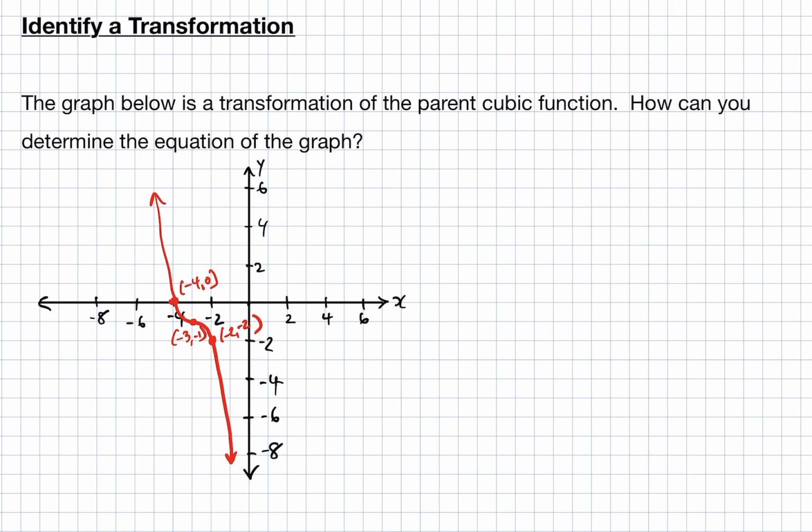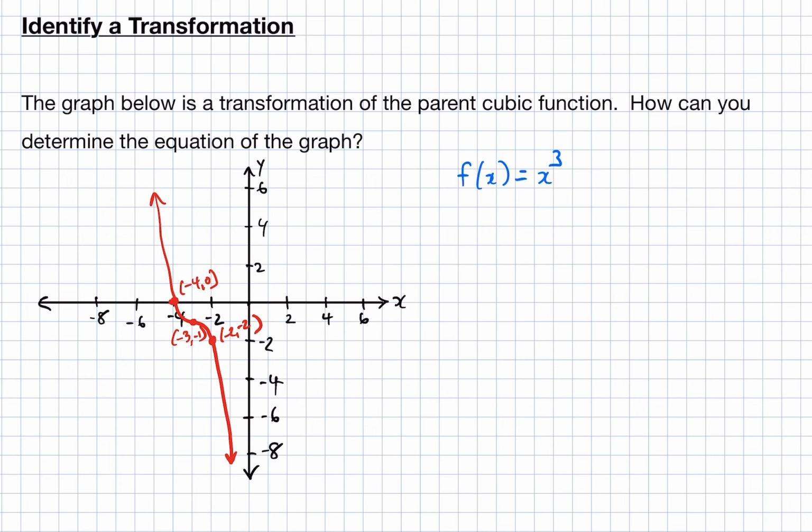And we're going to talk about the transformation. So here we have a graph, we have a function, and the question is how can we determine the equation of the graph if this represents a transformation of the parent cubic function? Okay, so what is the parent cubic function? It's f of x is equal to x cubed.